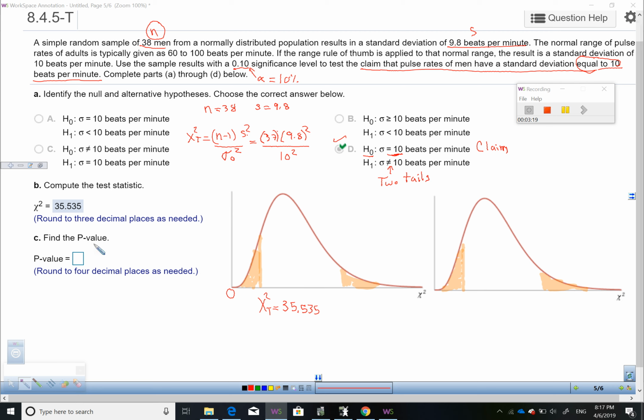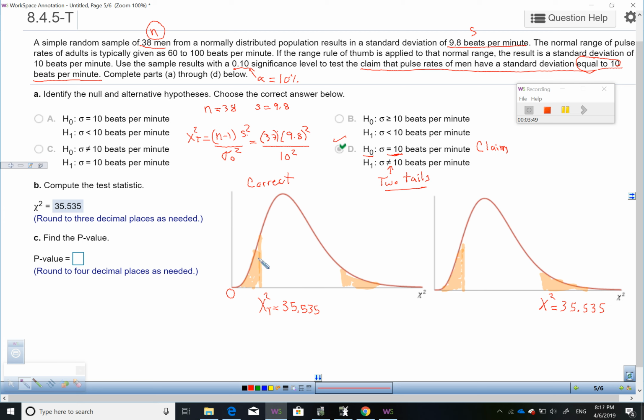Next thing to do is find the p-value. Well, this again is a two-tail situation, a distribution with two tails, where the test statistic is 35.535. This is the correct setting. I'll tell you why this is incorrect: writing this test statistic here will be incorrect. I'll explain this in a moment. First of all, the p-value is this area plus this area.